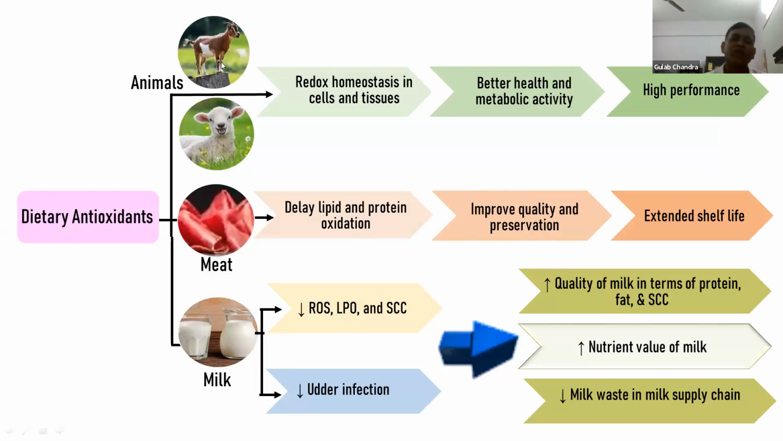oxidative stress: how dietary supplementation of antioxidants increases productive and reproductive performance by decreasing disease conditions, either metabolic diseases or infective diseases. And these antioxidants maintain homeostasis in the cells and tissues, which causes better health and metabolic activity. And if the health and metabolic activity are better, then the reproductive, productive and growth performance will be better in the animals.